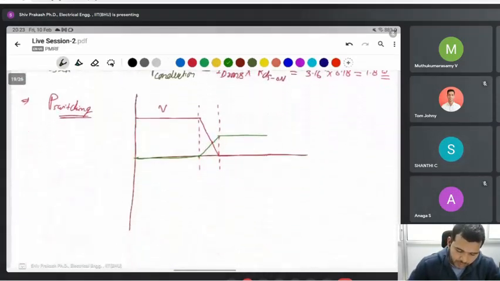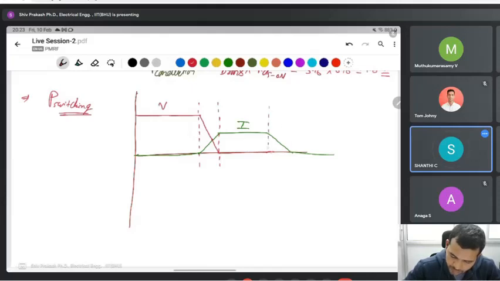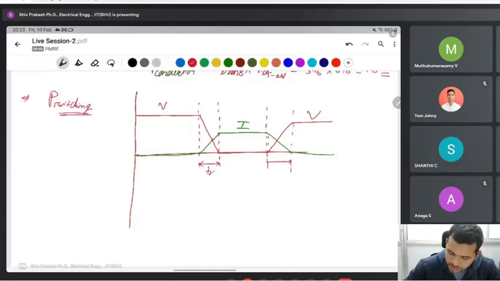Switching, this one is the on and off condition. This one is the on condition because the current is high, and take this current. This one is 0. On time you can take like TR, this one TR, rise time, or off time.